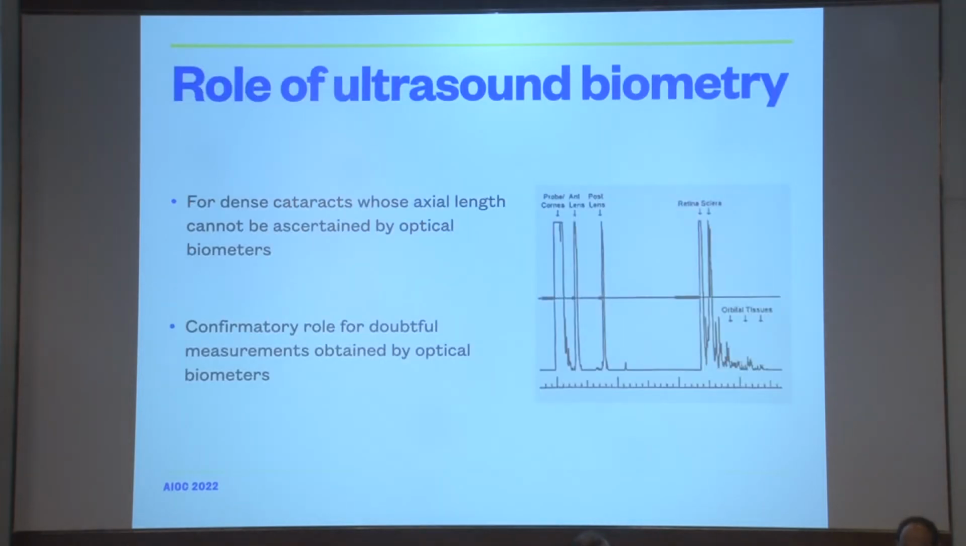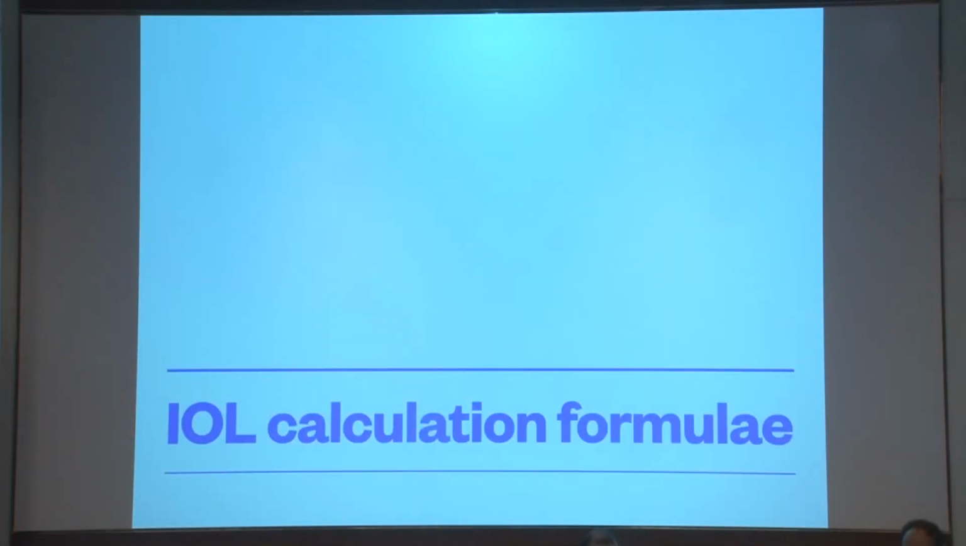So then what is the role of the old ultrasound biometry? It is still used for dense cataracts whose axial lengths cannot be ascertained by optical biometers, and also for a confirmatory role for doubtful measurements obtained by the optical biometers. So this comes to the biometry part.